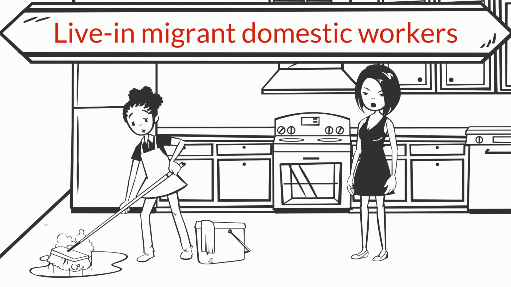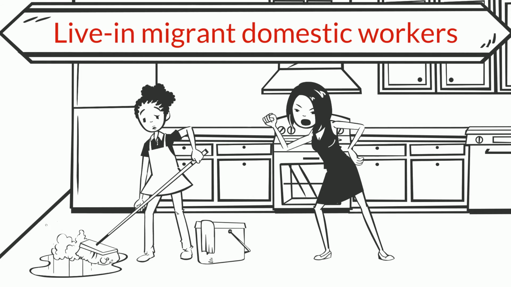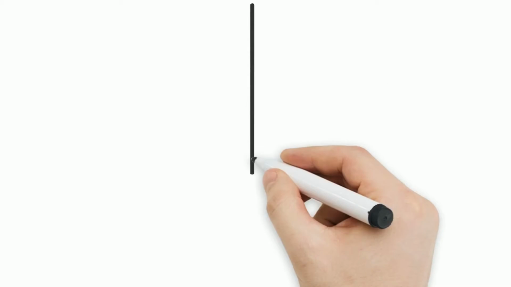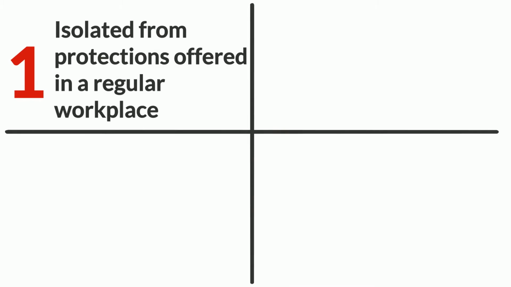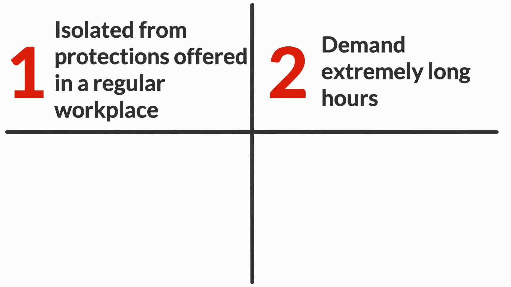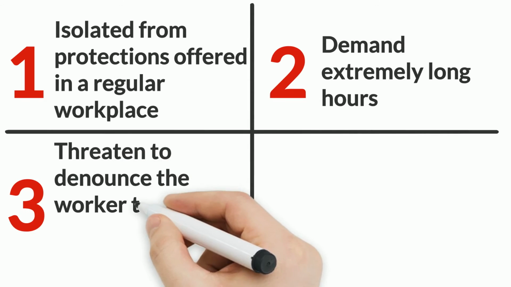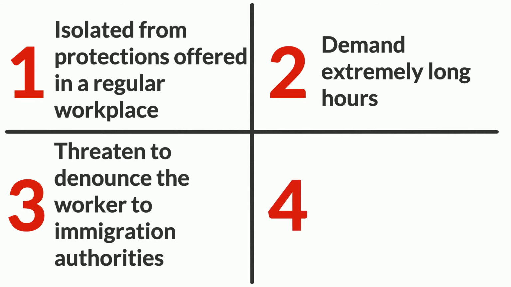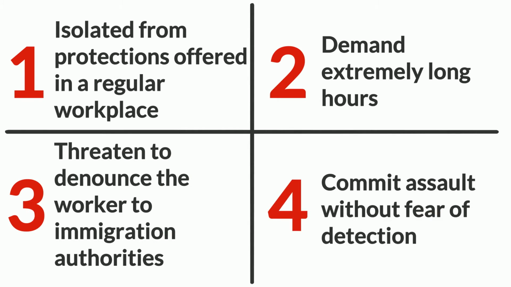Live-in migrant domestic workers are particularly vulnerable to exploitation because, confined to a private home, they are isolated from protections offered in a regular workplace. This makes it easier for an unscrupulous employer to demand extremely long hours, threaten to denounce the worker to immigration authorities, or even commit assault without fear of detection.